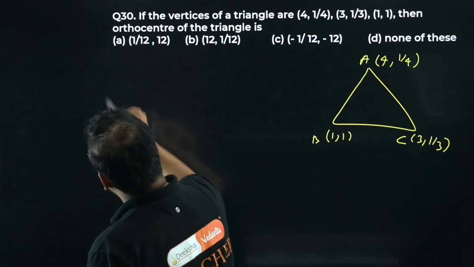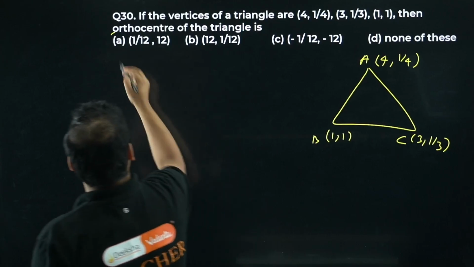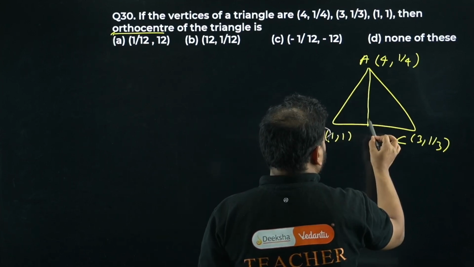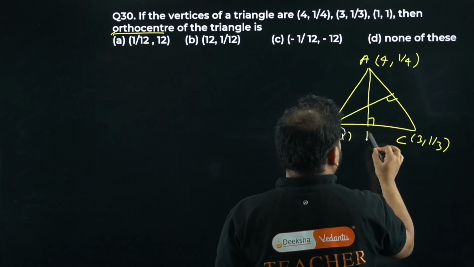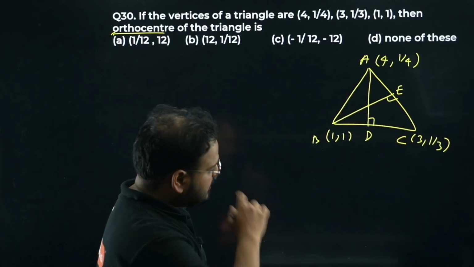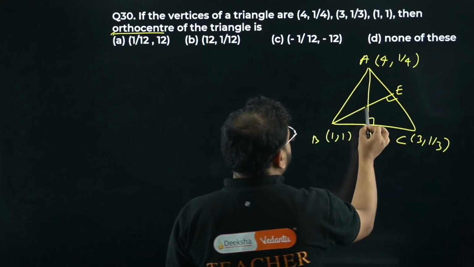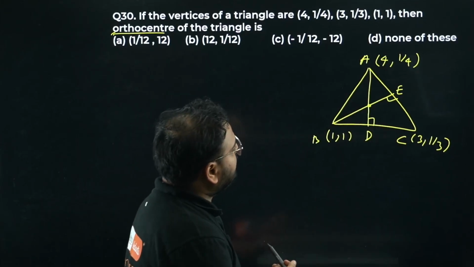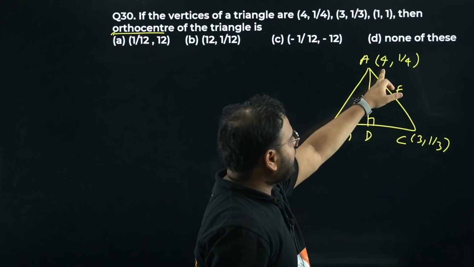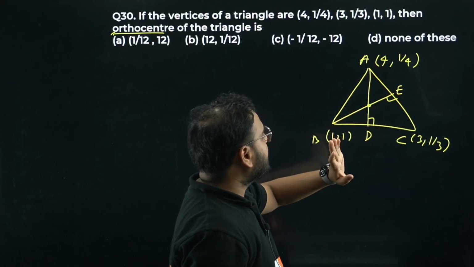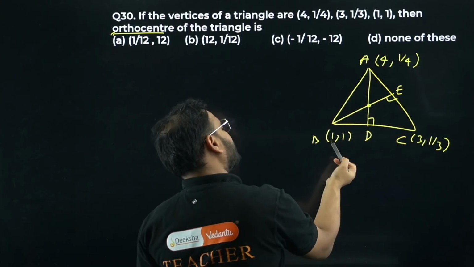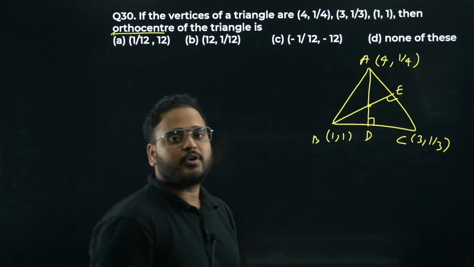What are they asking? The orthocenter. It means the intersection point of altitudes. So draw the altitudes, this over here and this over there, AD and BE. We are looking for this point's coordinates. Using this slope, we can find the equation of this line. This point we know, so we can use the point slope form to find the equation of the line AD. In the same way, you can find the slope of the other line and use this point's coordinates to get the equation of line BE, and solve it to get the point.